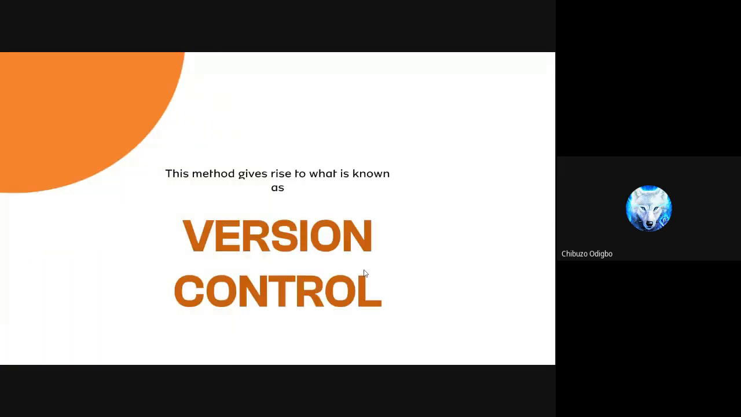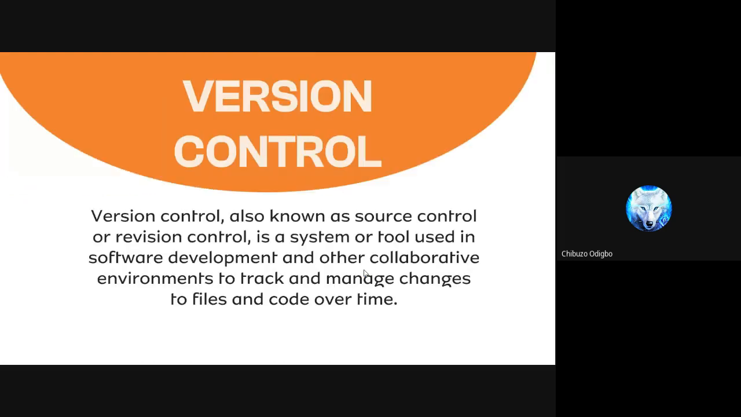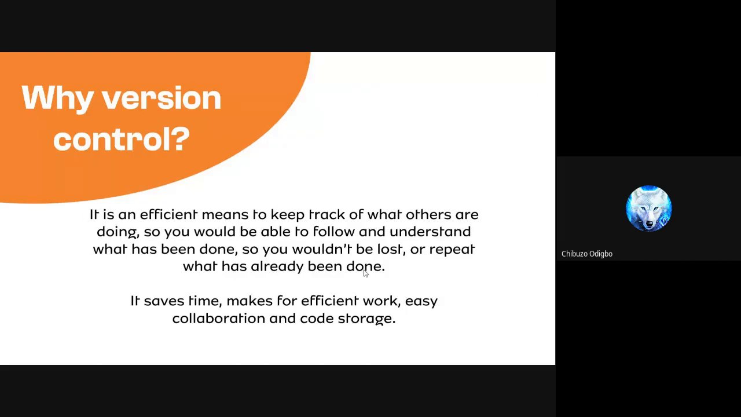This method gives rise to what is known as version control. Now, what is version control? Version control is known as a source control or revision system that is used in software development and other collaborative environments to track and manage changes to files and code over time. Why version control? It is an effective means to keep track of what others are doing so you'll be able to follow and understand what has been done, so you would not be lost or repeat what has already been done. It saves time, makes for efficient work, easy collaboration, and code storage.